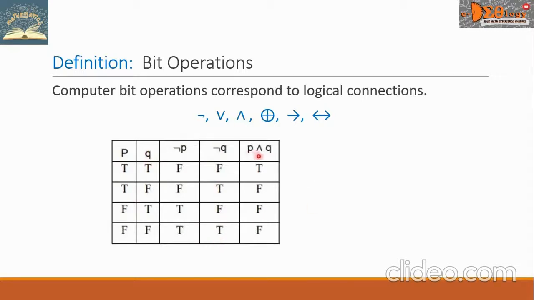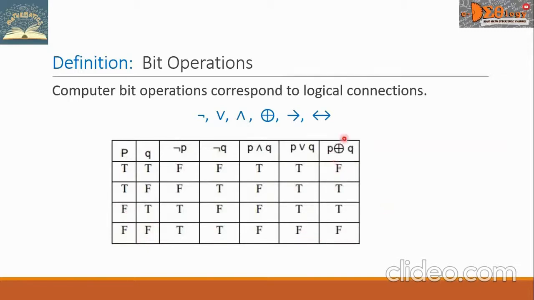Next is the P and Q. For this operation, the value is only T when the two propositions are T values. See here, T and T is T, T and F is F, F and T is F, F and F is F. Next, P or Q. This is only false when both of P and Q are false. T or T is T, T or F is T, F or T is T, F or F is F.